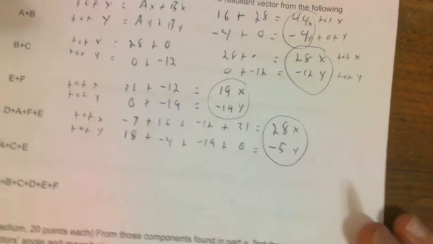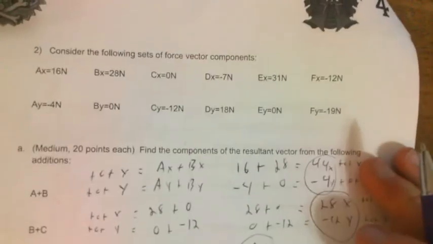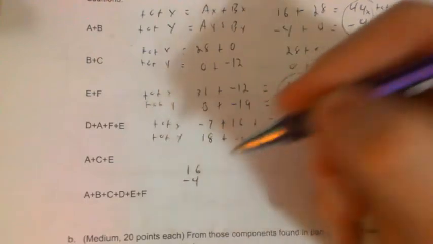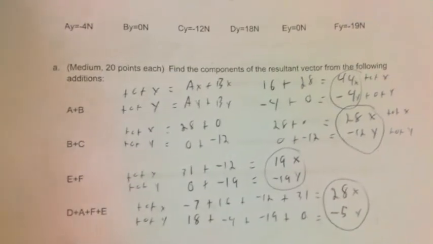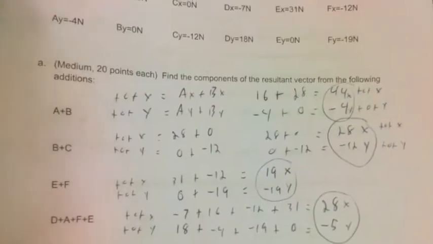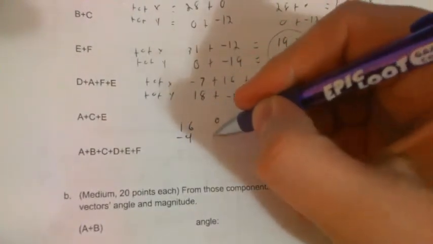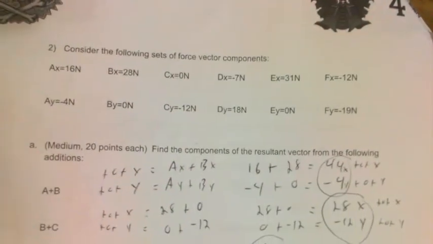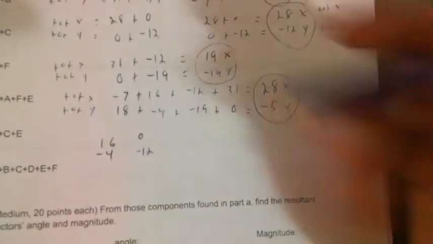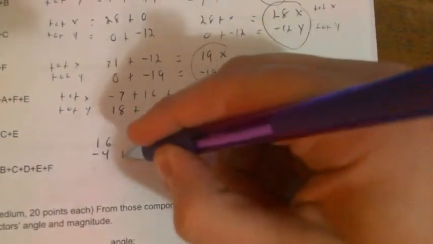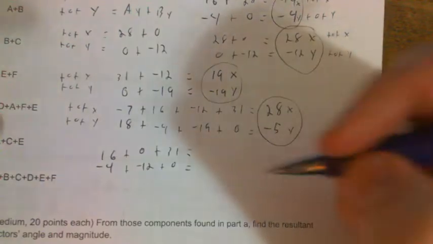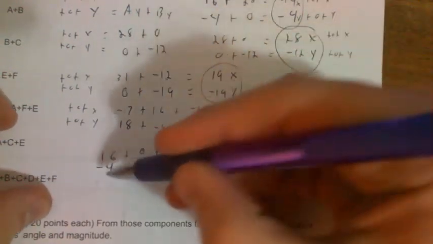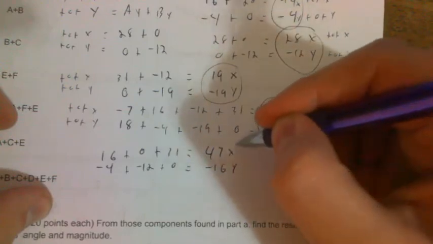All right, next up we have A plus C plus E. Again, pretty easy. A's x component is 16. Its y component is -4. C is 0 and -12. And then our E is going to be 31 and 0. We're going to add these together, of course, to get our totals. 16 plus 0 plus 31 is going to be 47, positive 47. So that's our x component. And then -4 plus -12 is -16. That's our y component.